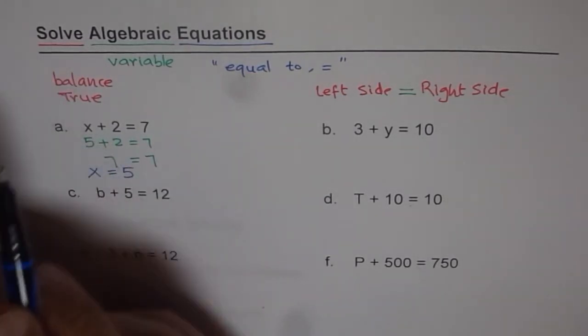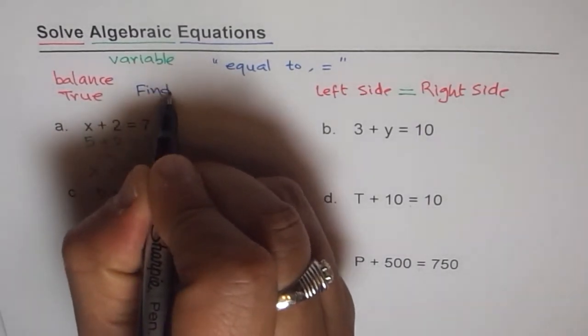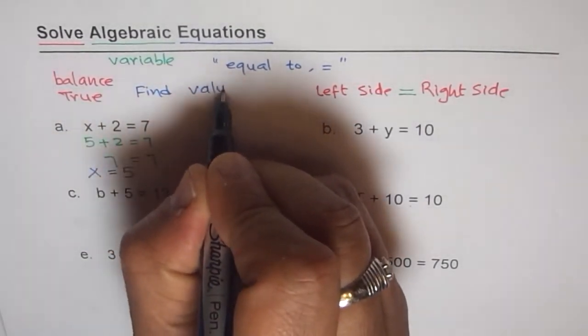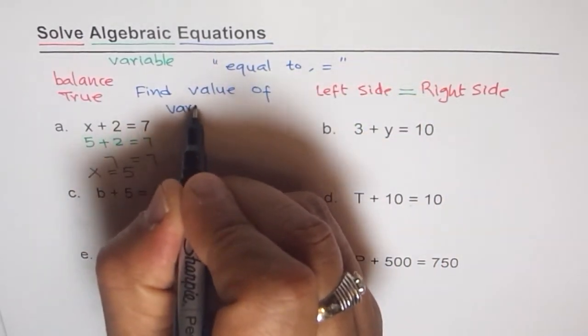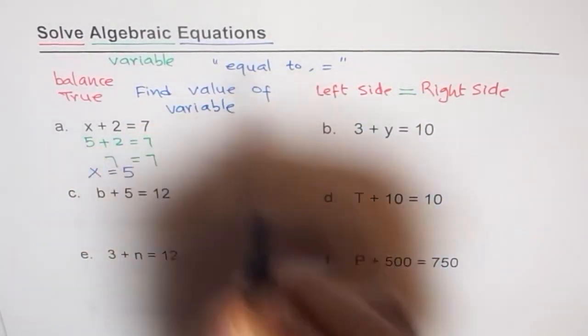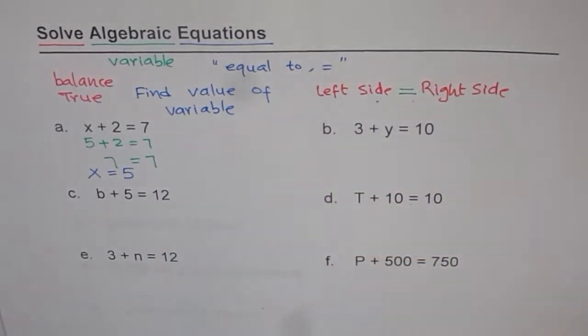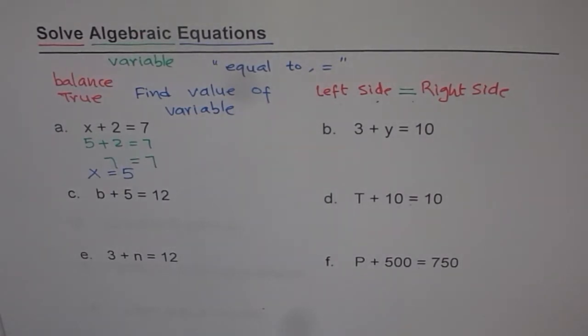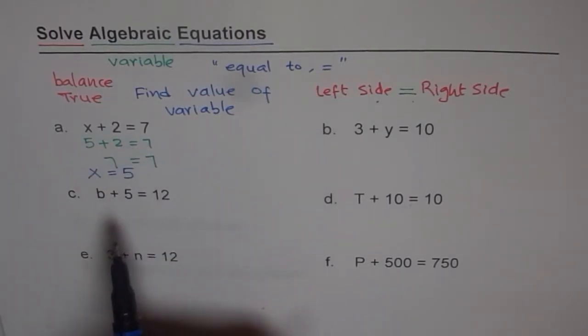So the value of x is actually the solution of the equation. When we say solve, that means find the value of the variable to balance the equation, to make the left side equal to the right side. So that is what we understand by solve algebraic equation. It means find the value of the variable which will make the equation true, right? That is what we mean.